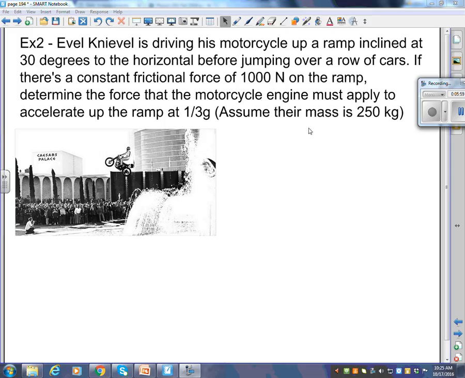So first of all, what does 1/3 G mean? Yes, 1/3 G is 1/3 times 9.8. Quite often, acceleration is measured in G's. So we're going to take that 9.8, divide it by 3, and we get 3.27 meters per second squared. That is our acceleration, 1/3 G.